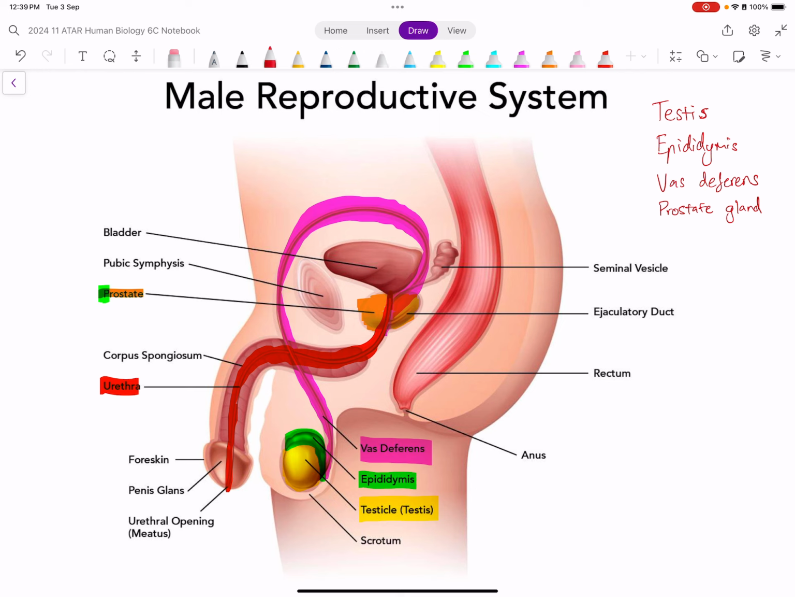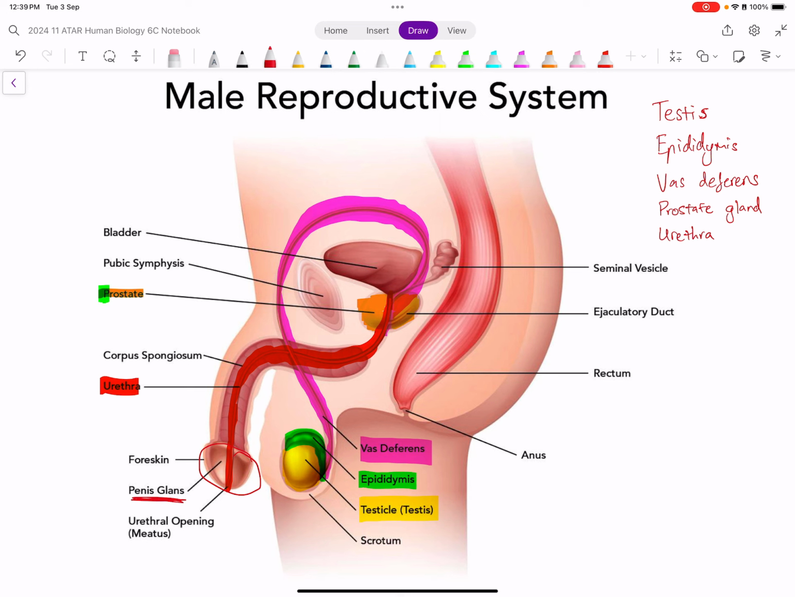After the sperm has travelled through the prostate gland, it then passes into the urethra, and then through the process of ejaculation, sperm will then leave the glands of the penis. And the glands of the penis is this structure down the bottom left-hand corner. It is referring to the head of the penis.